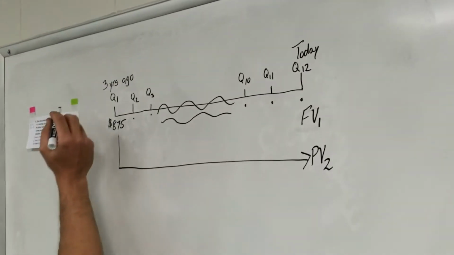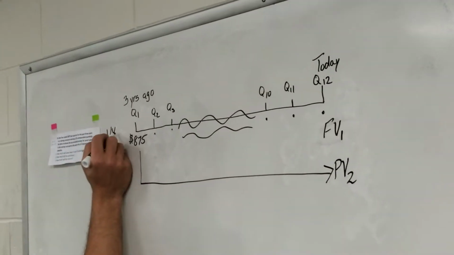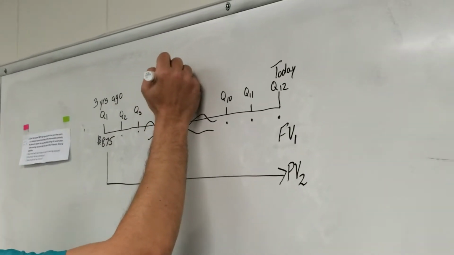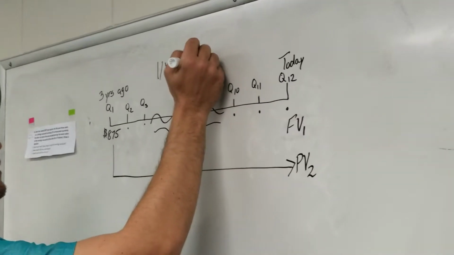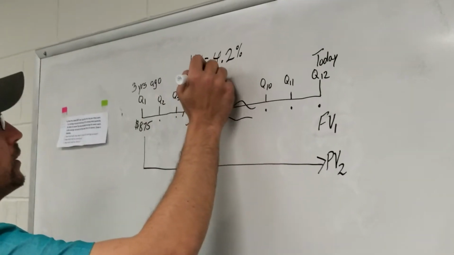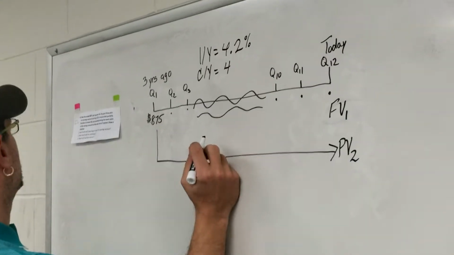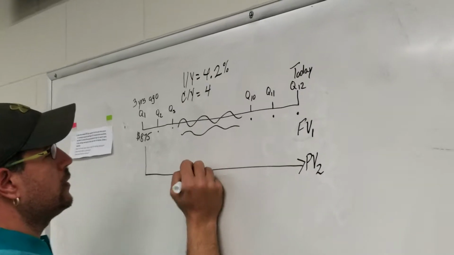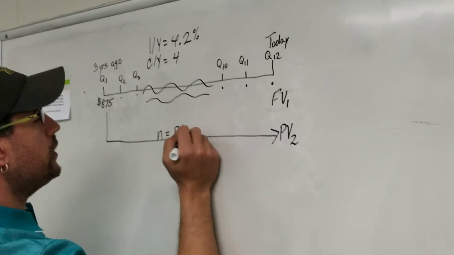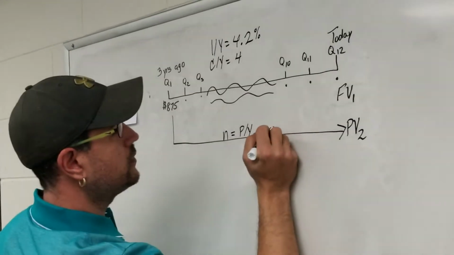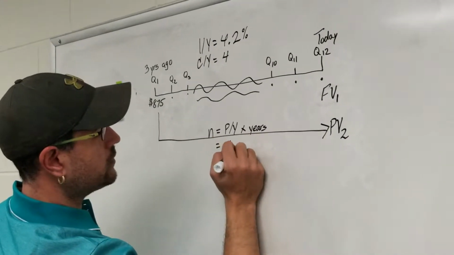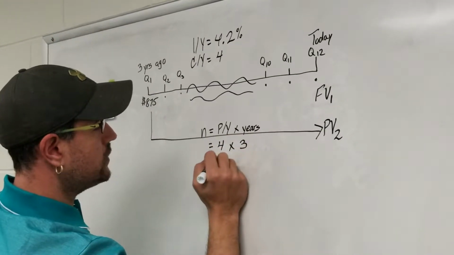Now our interest rate, or IY, is equal to 4.2%, and the compounding period are quarterly. The first time is the period of payments per year times the number of years, which in this case are 4 payments per year times 3 years, which gives us 12.